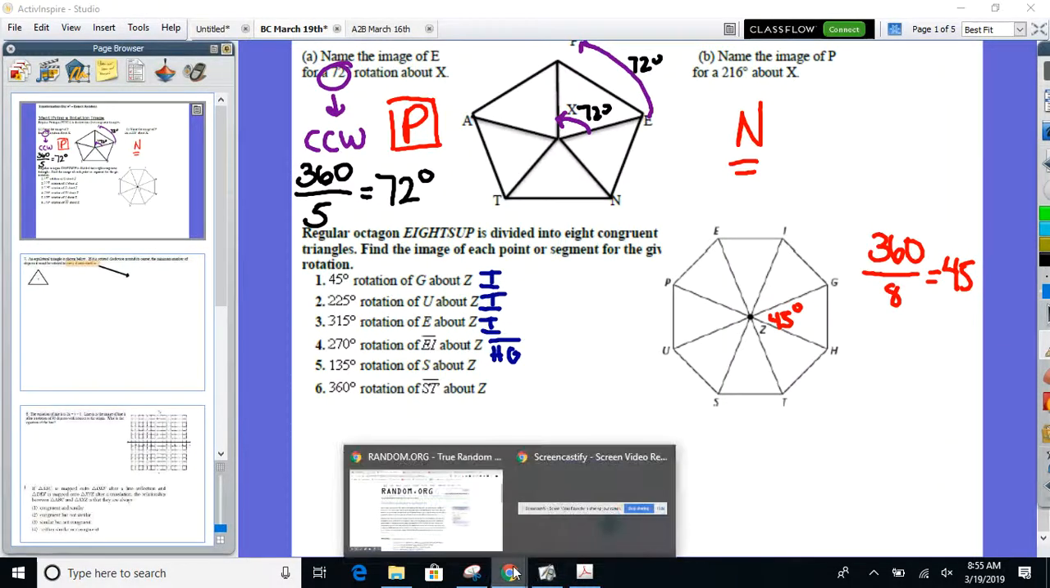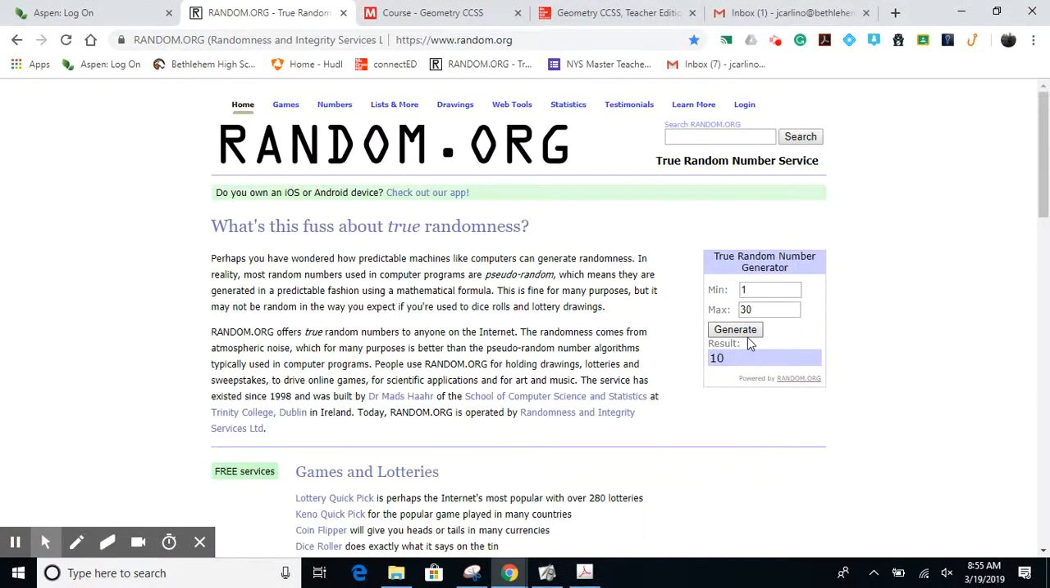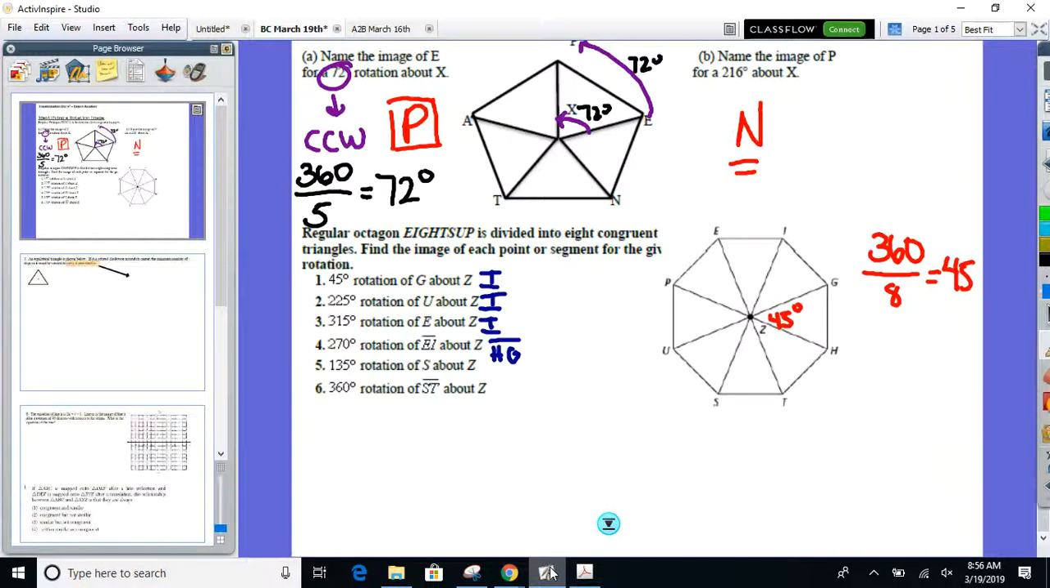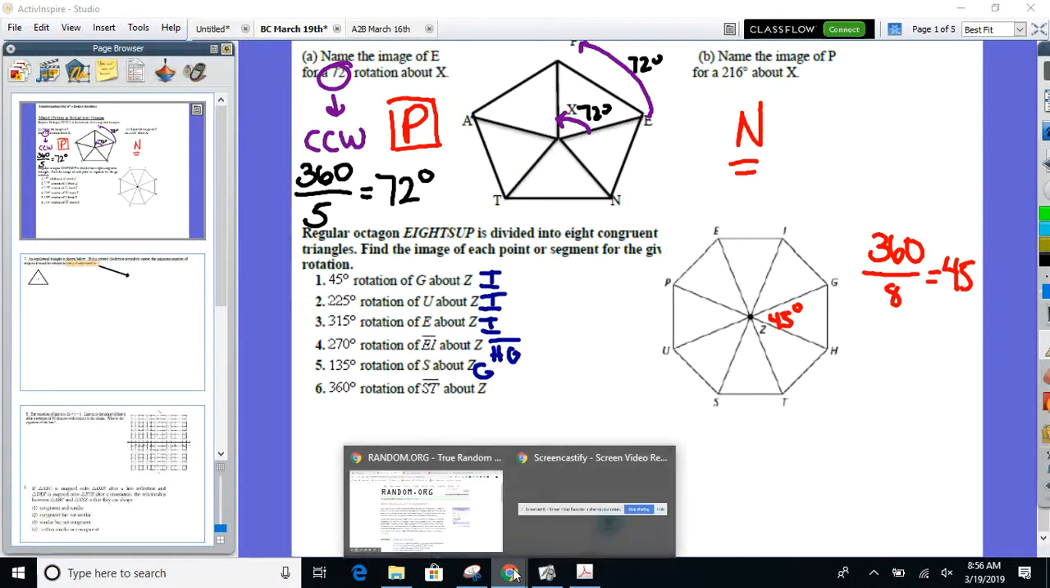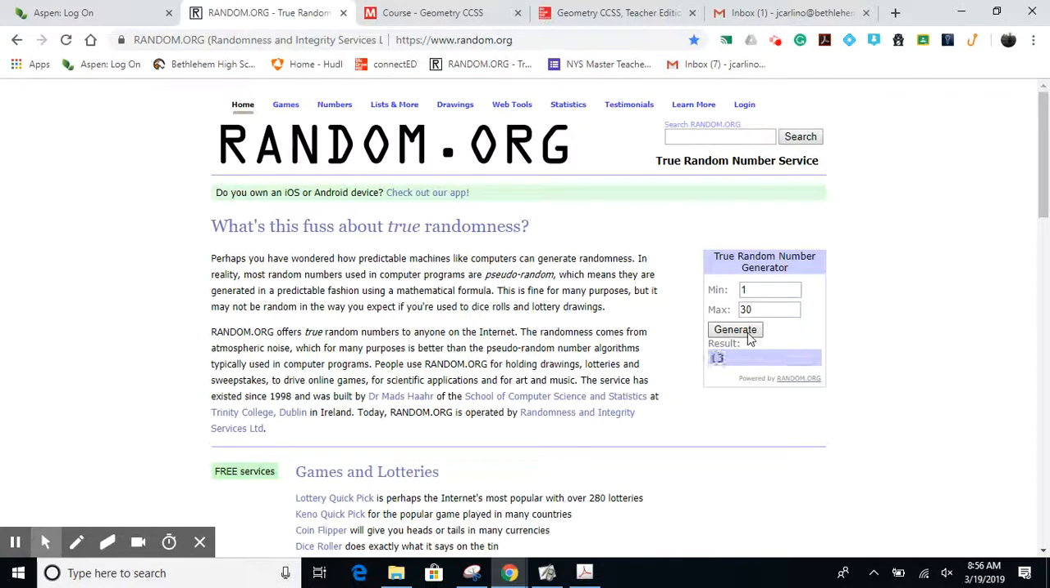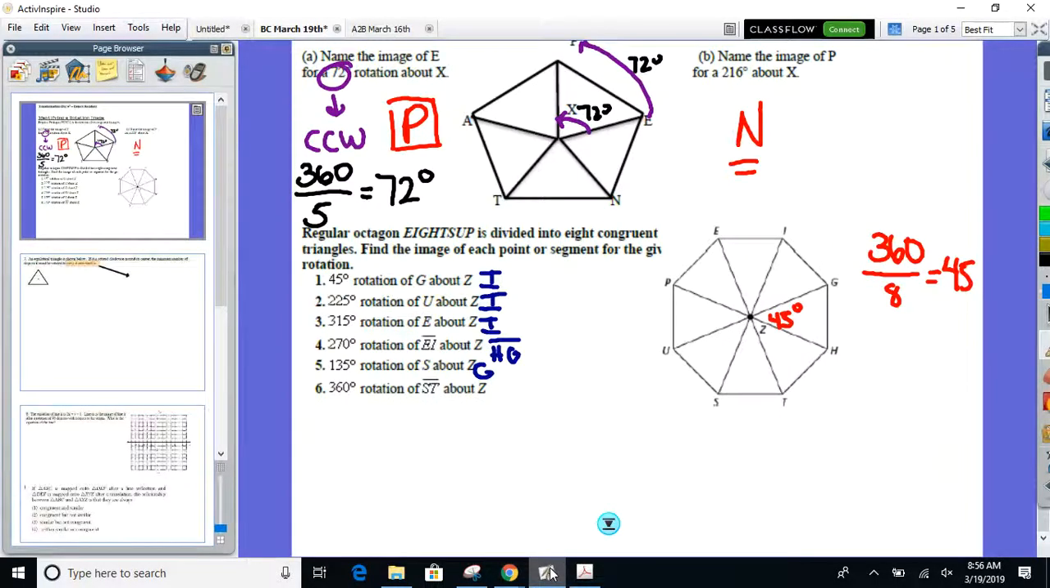135 degrees of point S. G. And another rotation. Oh boy. Who am I going to get on this one? A 360-degree rotation of ST. It would be ST. Look at you. That was tough.